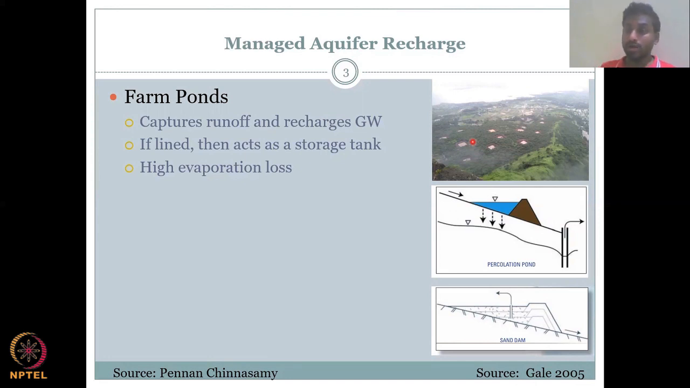In some areas, you have plastic sheets under the pond. This prevents the water from infiltrating, but it is mostly used as a surface storage, like a swimming pool. In a swimming pool, you don't see water going down, right? It is stored like a surface water body. So that is what it means if you line it: it acts as a storage tank. High evaporation loss.